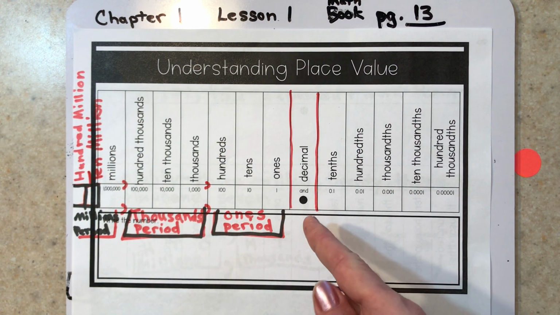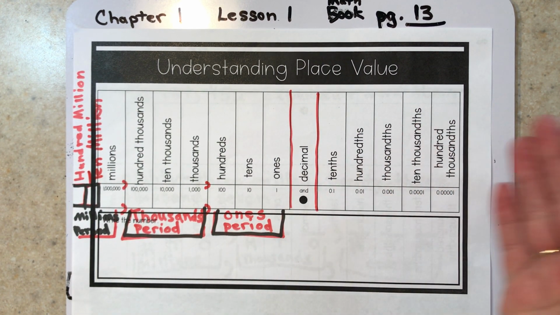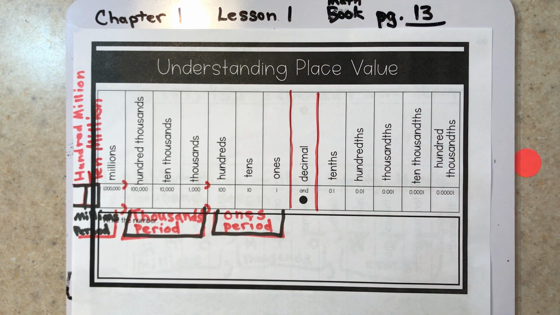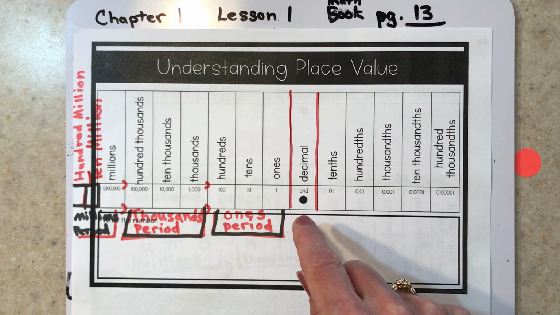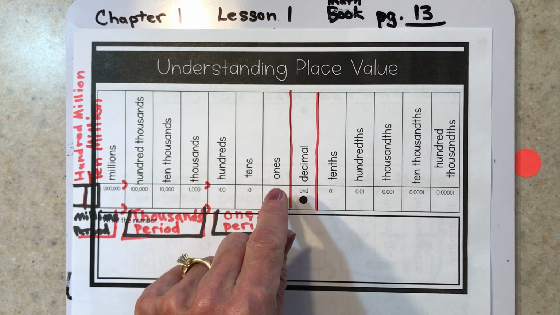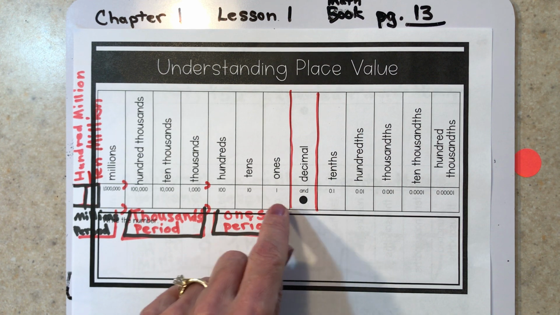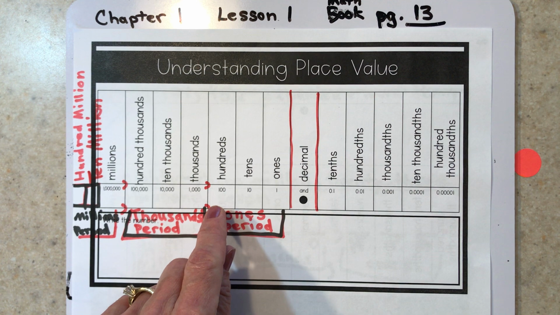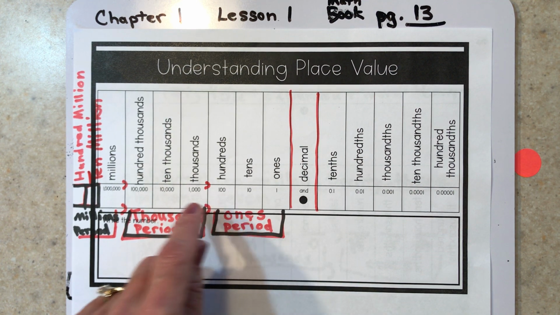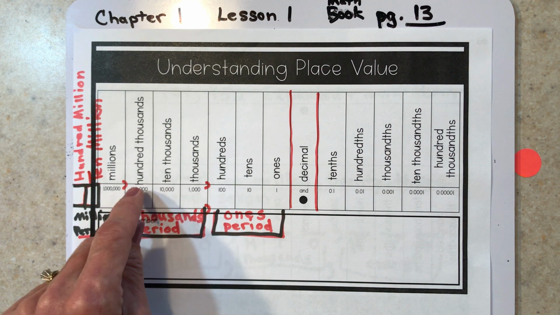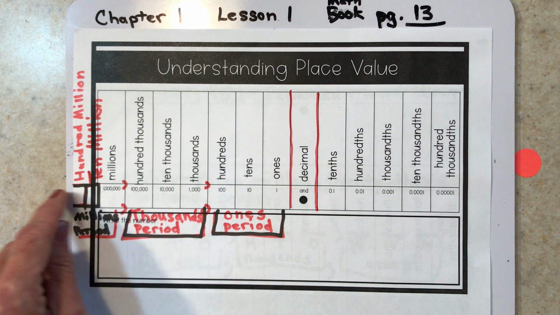Every number has an imaginary decimal if there's nothing showing in the tenths place, hundredths, thousandths. There's always an imaginary decimal there. So our whole number is going this way. We have our ones next to the decimal on the left. Then we have our tens. Then we have our hundreds, and you can see the numbers written in. Then we have our thousands place, our 10,000th place, our 100,000th place, and then we have our millions.